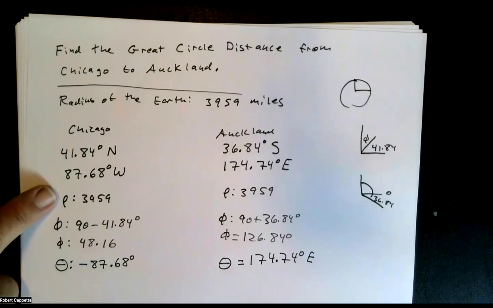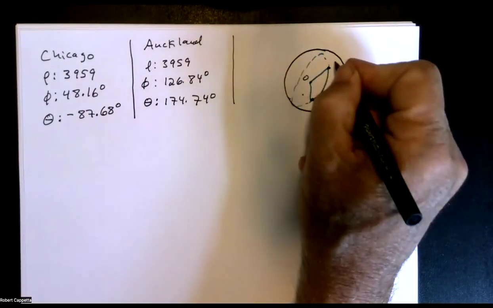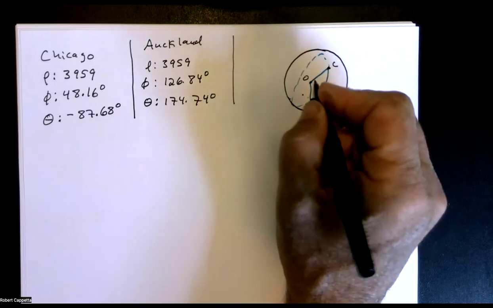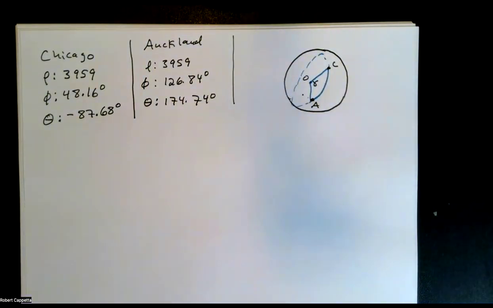We have rho, phi, and theta for both of these cities, and we're going to use that information to find the Great Circle distance. So there's our data. We see the center of the Earth is here. So this would be OC, and this would be OA, and we want to find the angle gamma between those two vectors, and that will enable me to find the distance between those cities. So what do we have to do to get there? Well, we need to convert these things into rectangular coordinates. So can we do that?